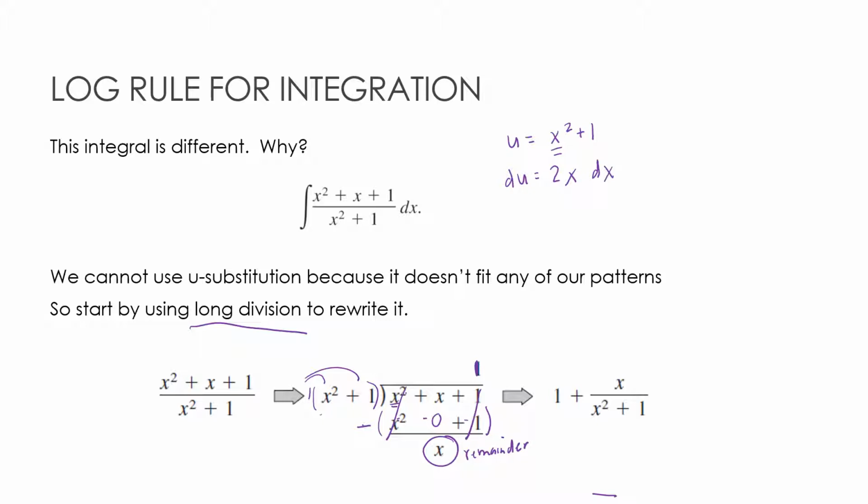And whenever we have a remainder, we always write it over whatever the original denominator is. So that's where this solution came from, is the 1, because it went in one time perfectly with a remainder of x divided by x squared plus 1. So what that does for me now is I can continue to integrate this now that I've simplified it a little bit.